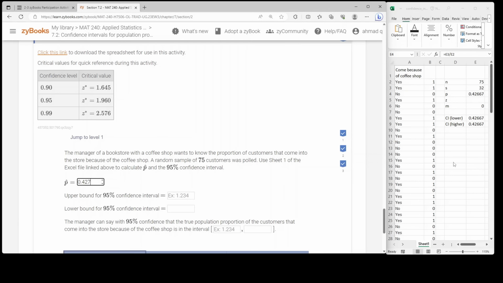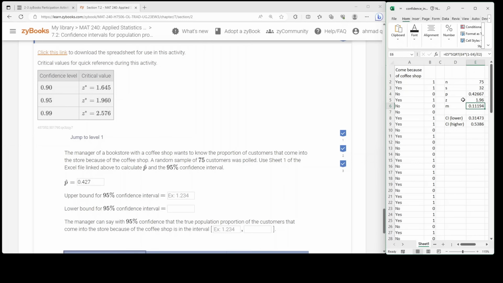The upper bound for the 95% confidence interval. So first we need to enter the Z value here. It's 95%, so the Z value is 1.96. And that gives us the margin of error here. Margin of error is Z times square root of P times 1 minus P over N.